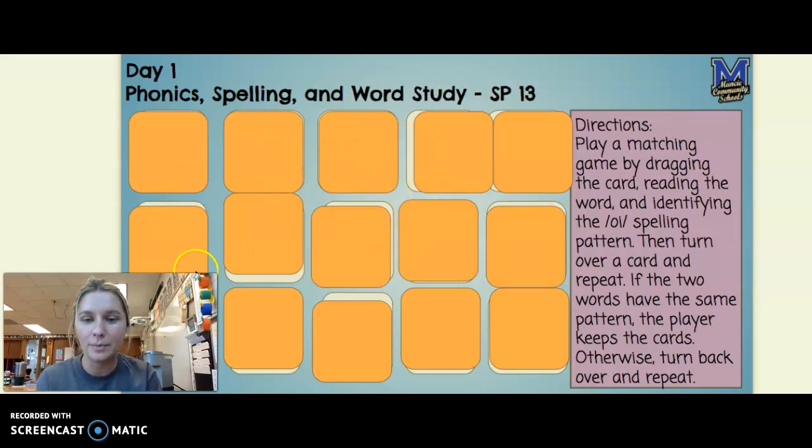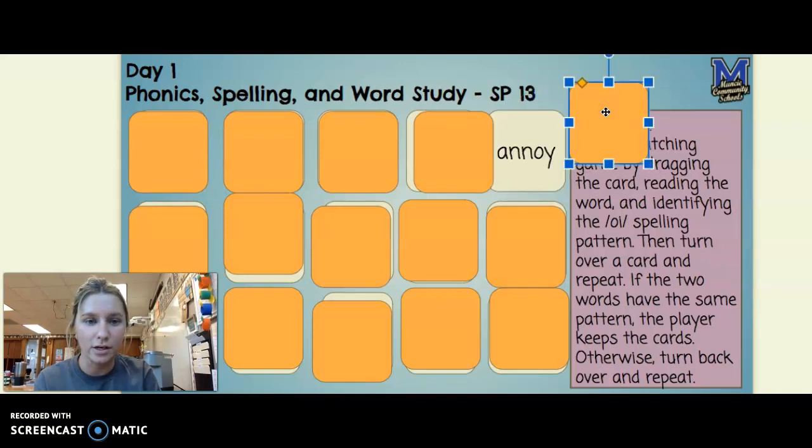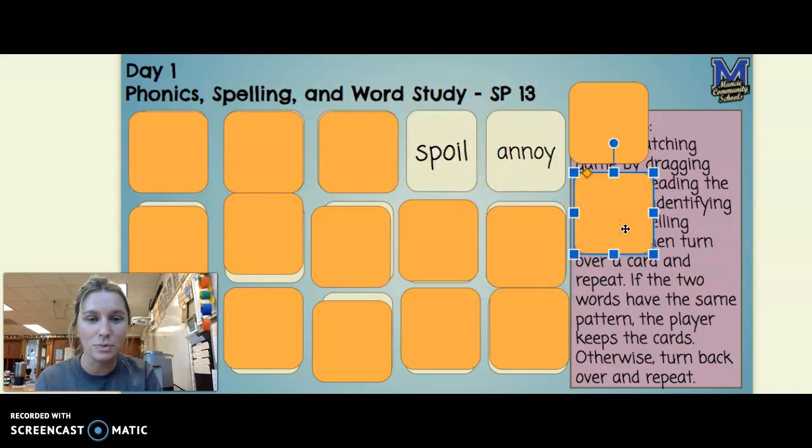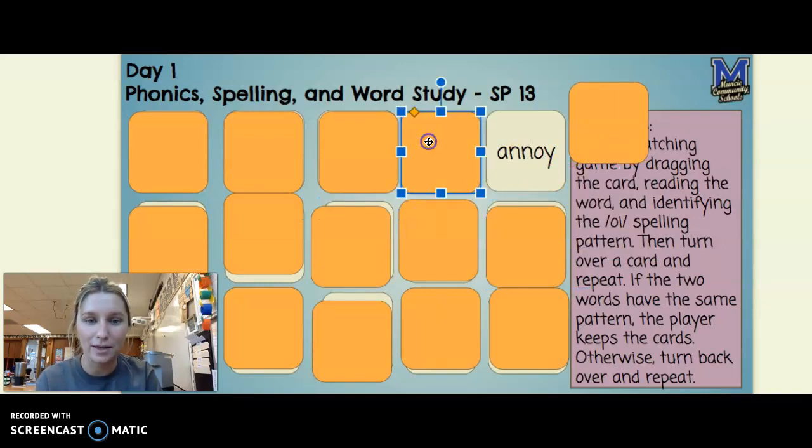So I'm going to look up here and I'm going to choose to move an orange card here. I'm going to move it to the side, and here is the word annoy. My little brother will annoy me, okay? Annoy. It has that O-Y. And then I'm going to move this orange piece. Okay, and here's the word spoil. And they don't have the same spelling pattern, so I'm going to put the orange cards back.